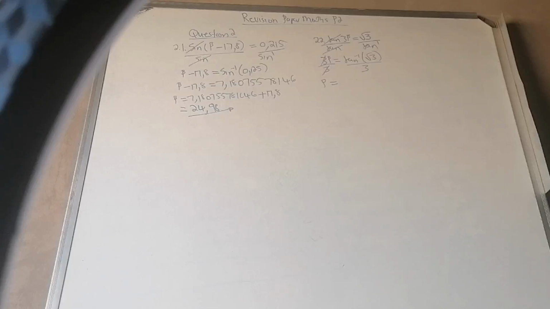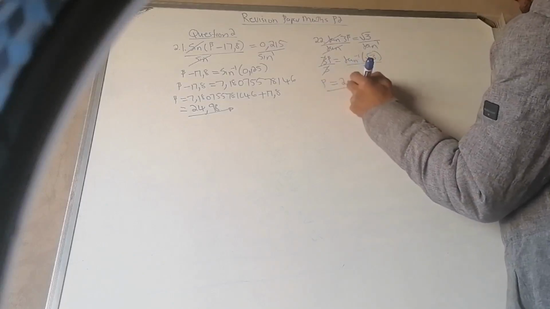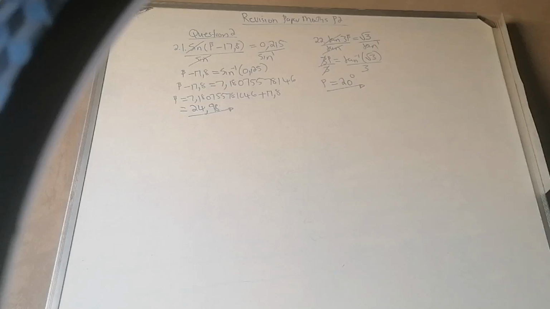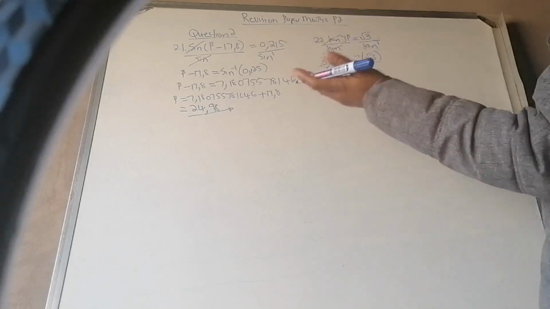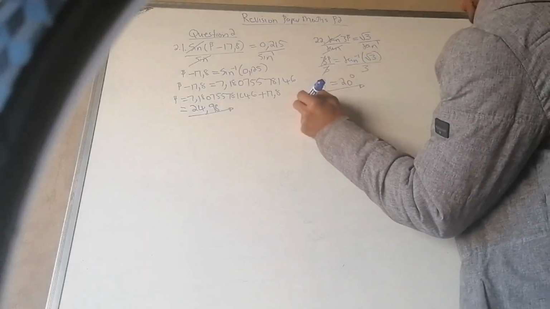Arc tan of root 3, divided by 3. And we find an answer of 20. P becomes 20 degrees. Is this an acute angle? Yes, it's an angle that is less than 90 degrees. And then we go to the final one, 2.3.